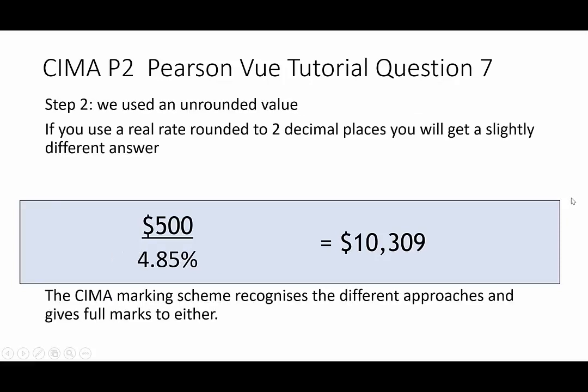Now I've obviously looked at the CIMA answer as well, and I can see that they've given a slightly different answer, and what they've got is 4.85%. In other words, they've cut the percentage rate down to 2 decimal places, but the marking scheme will allow all correct answers to get full marks.